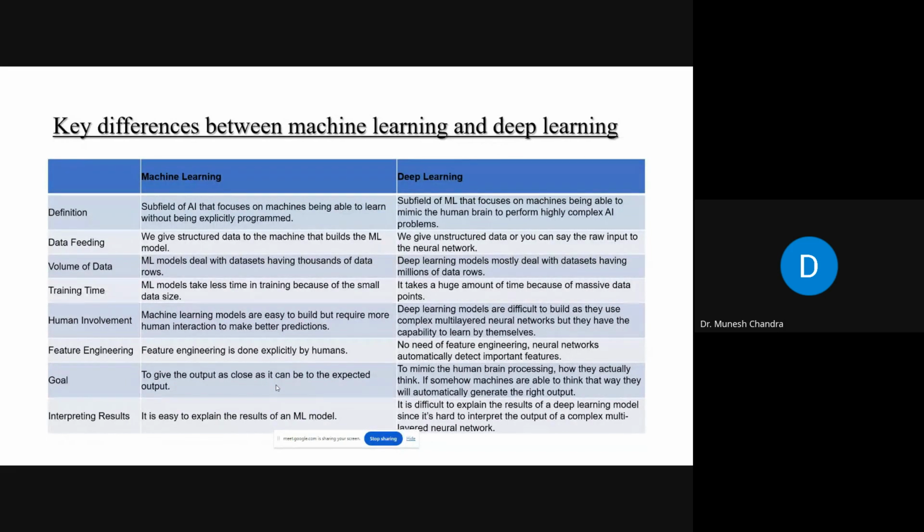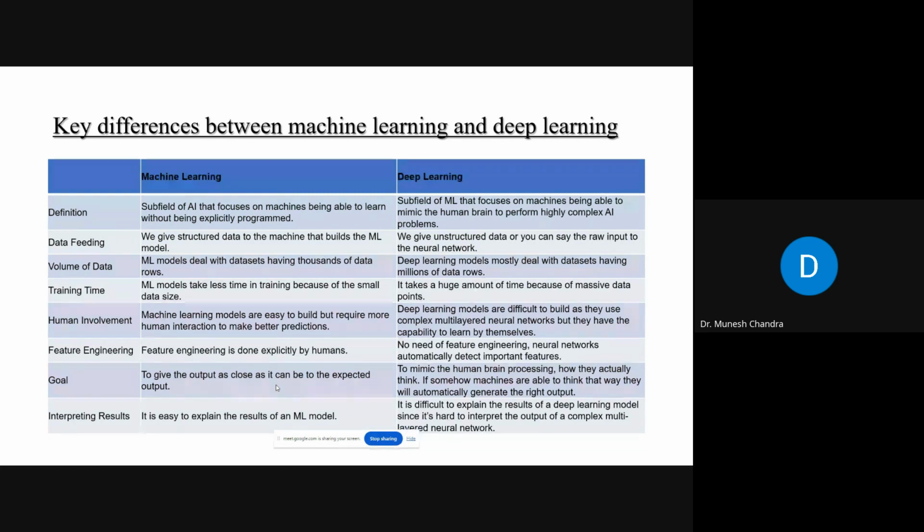Whenever we are talking about human involvement, machine learning models are easy to build, but sometimes require human intervention to make better predictions. While deep learning models are difficult to build and use complex multi-layer neural networks. So normally in deep learning, no intervention is required, while sometimes in machine learning, it is required.